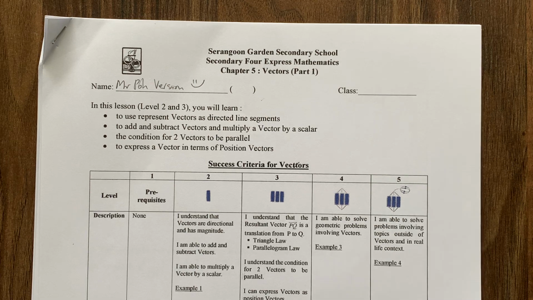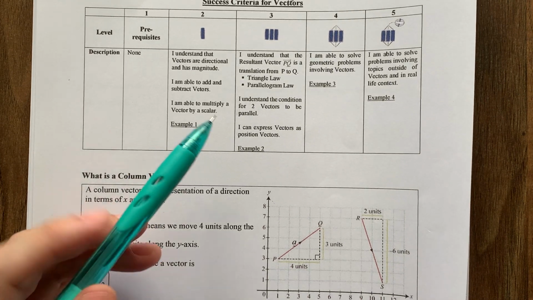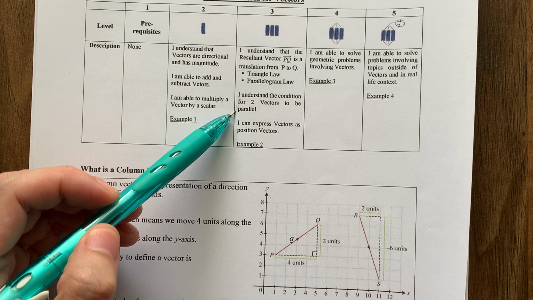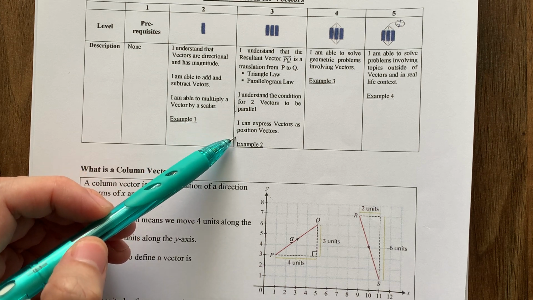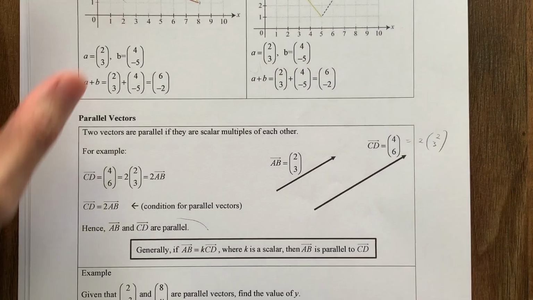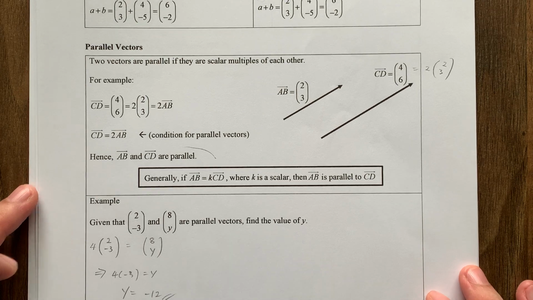So this is video 2 for vectors, and today we're going to touch on two things: the condition for parallel vectors, as well as what this thing called a position vector is. So let's jump straight to it. Let's start with parallel vectors first.